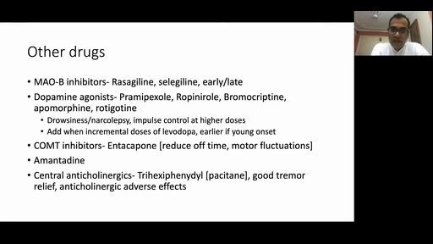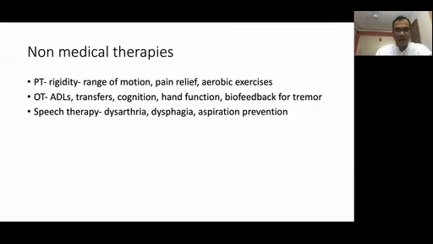Central anticholinergics like Pacitane help a lot with tremor reduction, but not as much as for bradykinesia. The problem, of course, is that they have anticholinergic related adverse effects. We should always stress on non-medical therapies because they do lead to almost 20 to 30% reduction in symptoms in some patients, which is a huge amount considering the number of drugs that patients have to take for a long time, as well as with no adverse effects.